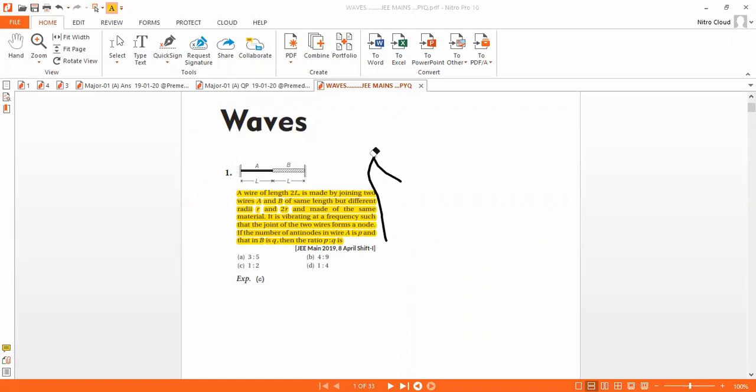Let us consider that the length of wire A is L and the length of wire B is also L. The radius of wire A is R and the radius of wire B is 2R. The material of the wires is the same, so the density will also be the same.